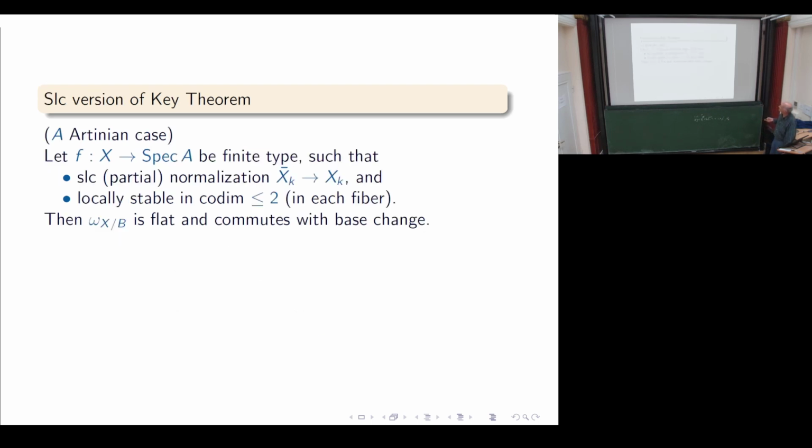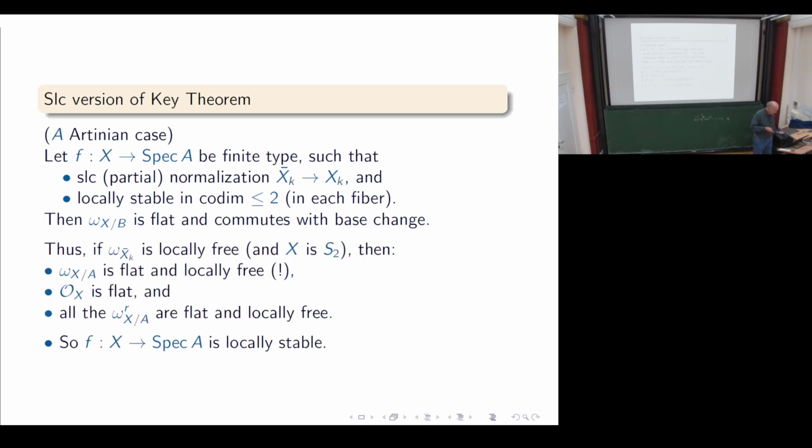Okay, so anyhow, once we have the semi-log canonical version: if something has a semi-log canonical partial normalization that is a homeomorphism, and the morphism is locally stable in codimension at most 2, then I know that omega X over V is flat and locally free. Okay, but again, it leaves open the question, where do you find things like this?